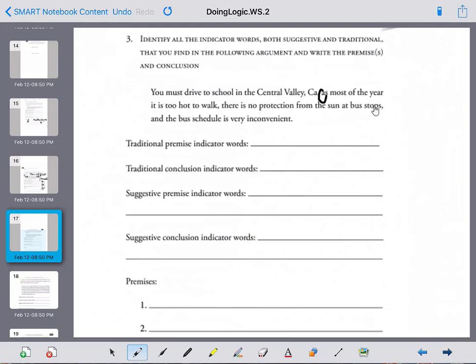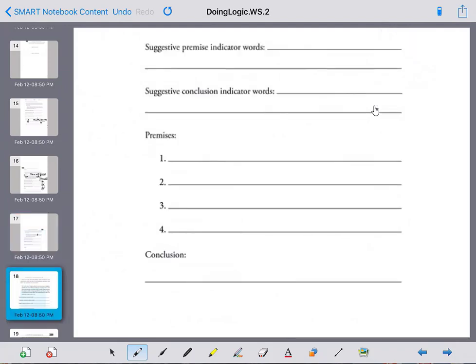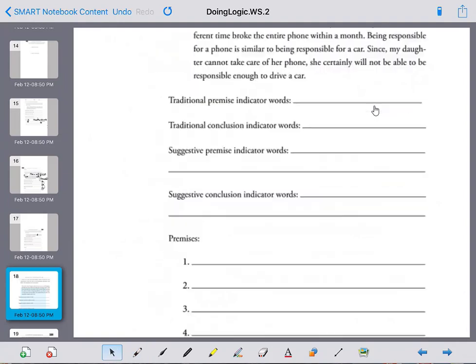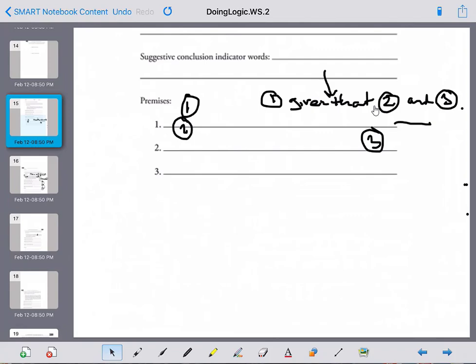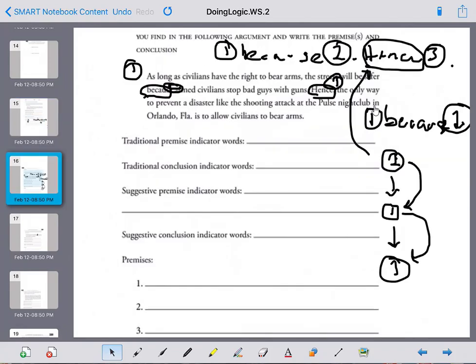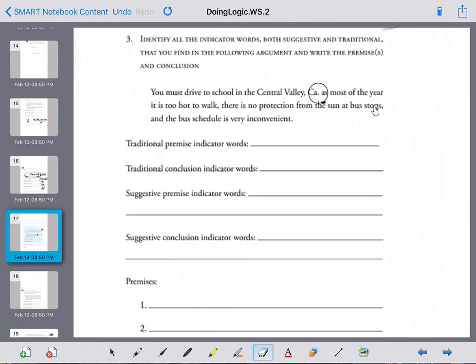My first statement is: you must drive to school. Statement 2: most of the year it is too hot to walk. Statement 3: there is no protection from the sun at bus stops. Statement 4: the bus schedule is very inconvenient. Here, of traditional indicator words, I only have "as." Suggestive premise, I have the word "and." Notice there are no traditional conclusion and no suggestive conclusion indicators.